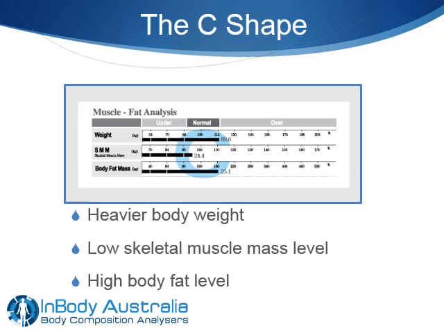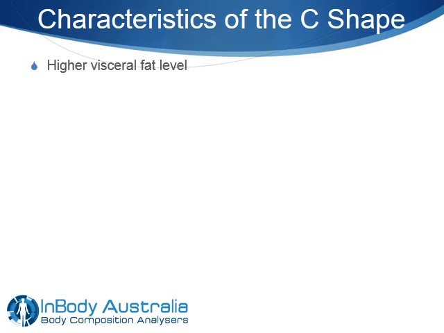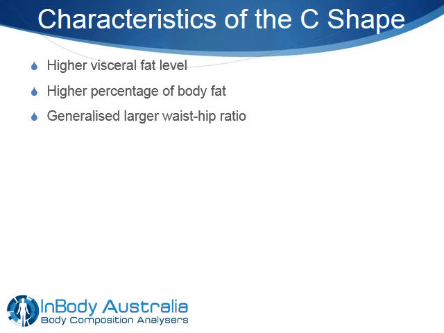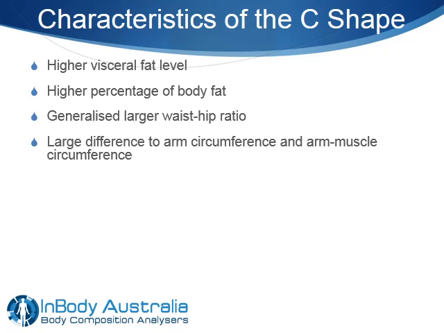The characteristics of the C shape are much higher visceral fat levels, that's fat between the organs, a much higher percentage of overall body fat, a generalized larger waist to hip ratio, and a large difference between arm circumference and arm muscle circumference. Now, if you measured your arm minus the body fat, you would get your arm muscle circumference. The difference between those two is very suggestive of a large amount of fat in that particular area, and a much lower InBody score.